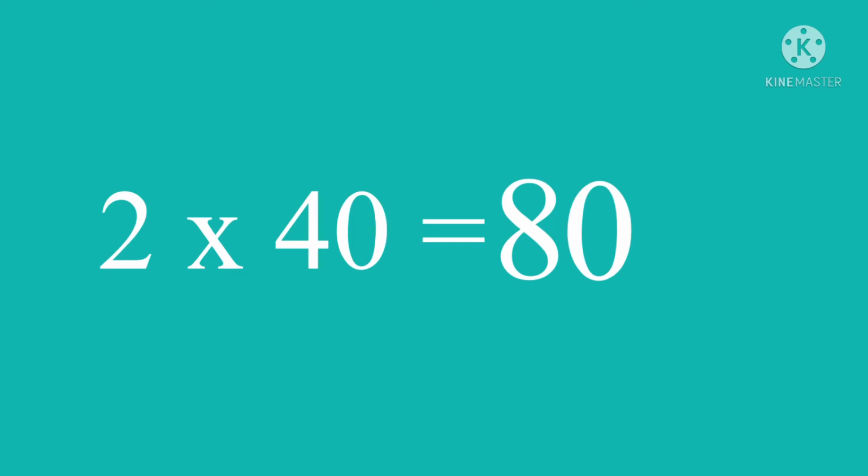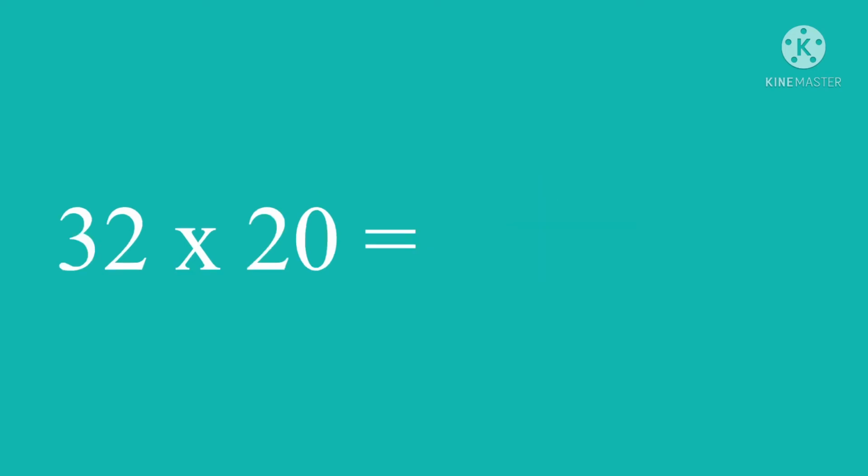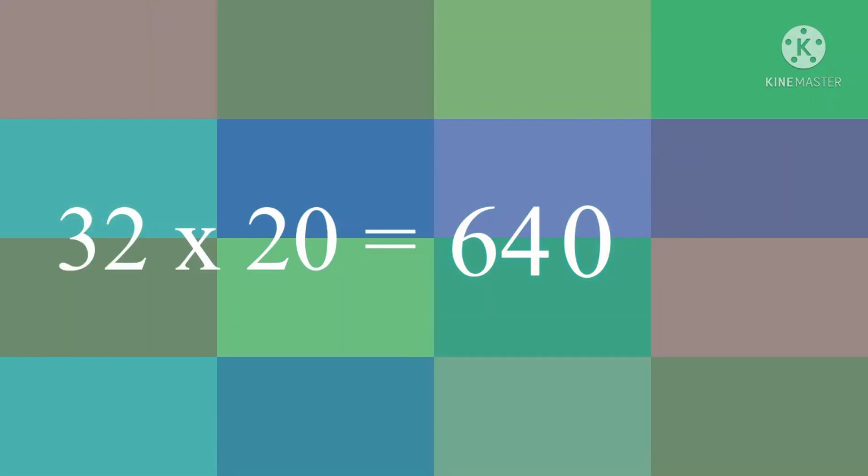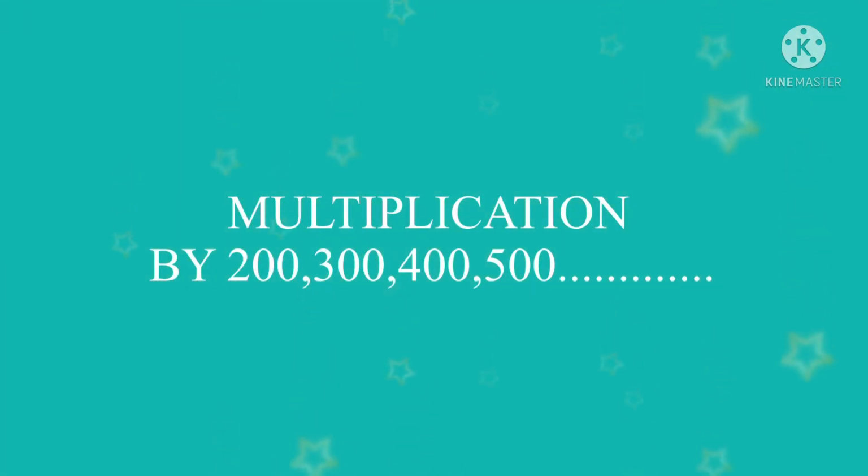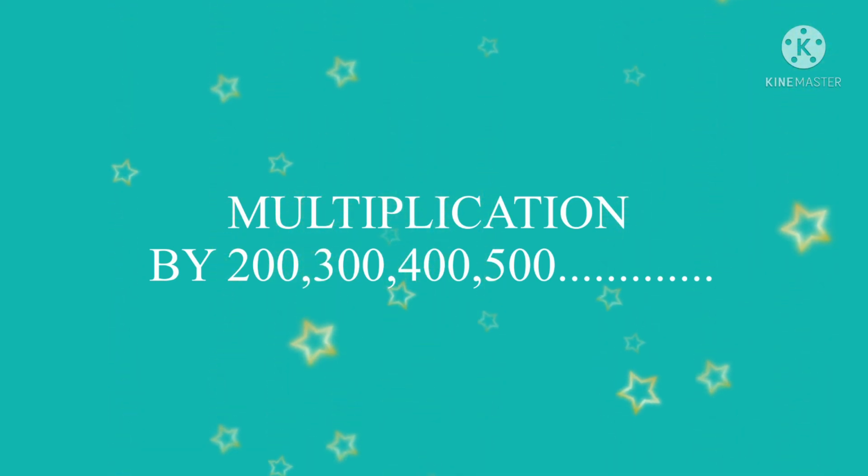Let us see one more example, children. 32 into 20. First multiply 32 with 2. 32 into 2 is equal to 64. So write 64 and then place 0 to the right. So the answer is 640. That's easy, no children? Now let us see how to multiply a number with 200, 300, 400, etc.